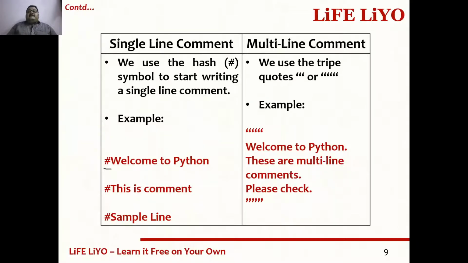But while writing a multi-line comment, we must use triple quotes, like triple single quotes or triple double quotes. Then in between the triple single quotes or triple double quotes, we can write any number of lines. So we can place all the stuff we want to keep. Then automatically it will be considered a multi-line comment.